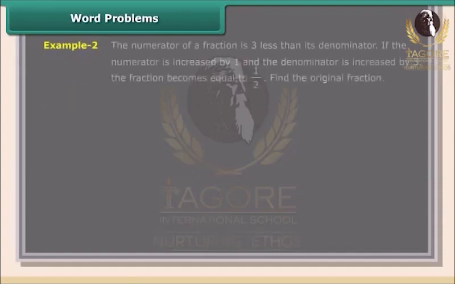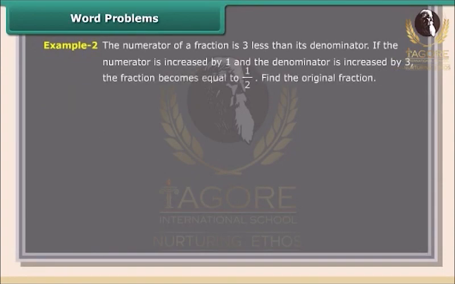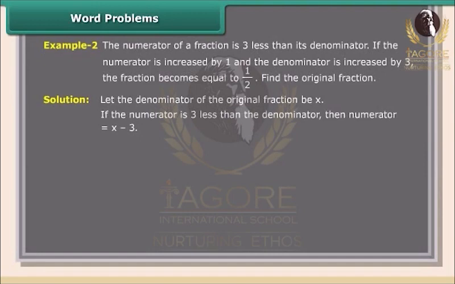Example 2. The numerator of a fraction is 3 less than its denominator. If the numerator is increased by 1 and the denominator is increased by 3, the fraction becomes equal to 1/2. Find the original fraction. Solution. Let the denominator of the original fraction be x. If the numerator is 3 less than the denominator, then numerator is equal to x − 3. Original fraction is equal to (x − 3)/x.